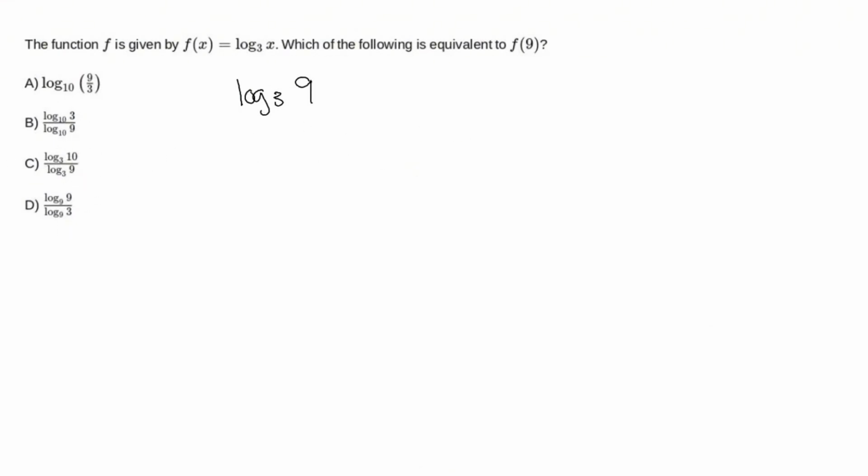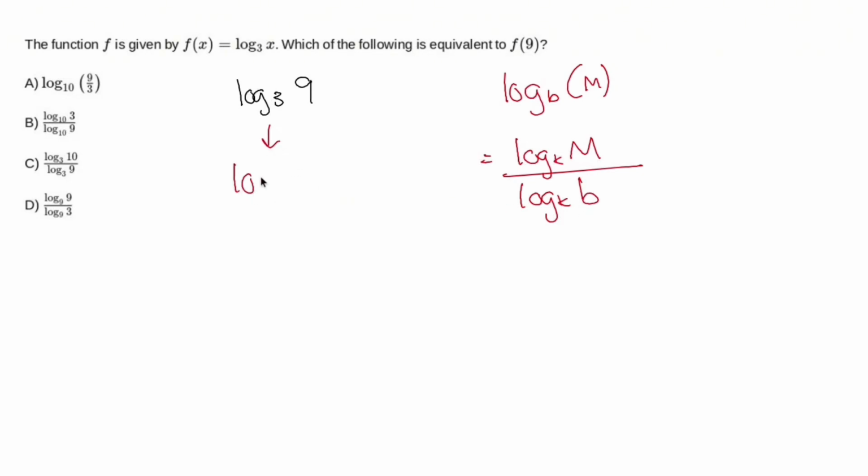Okay, so very simply put, the change of base formula: if I have log base b of m, the change of base formula says that I can pick any value I want for the new log base, so log base k. I'm going to make it into a fraction: log base k over log base k. We're going to put m on top and b on the bottom. So this would look like log base whatever of 9 on top over log base whatever of 3 on the bottom.